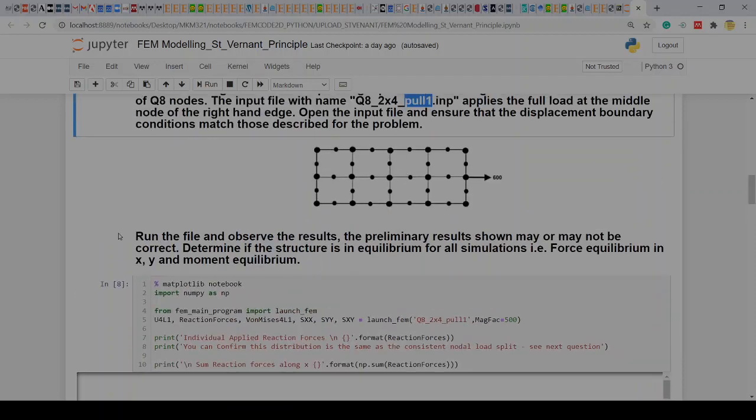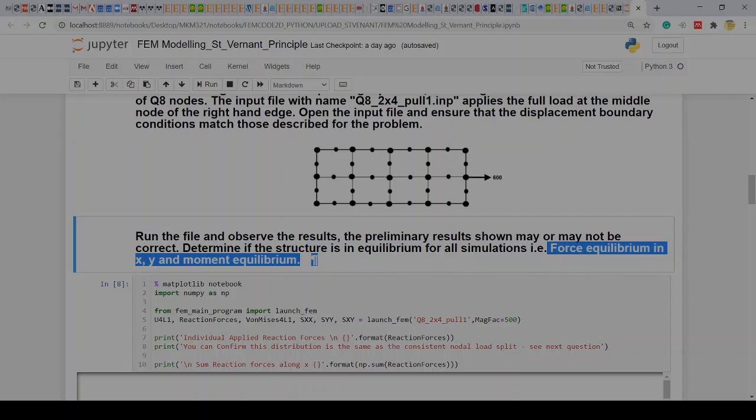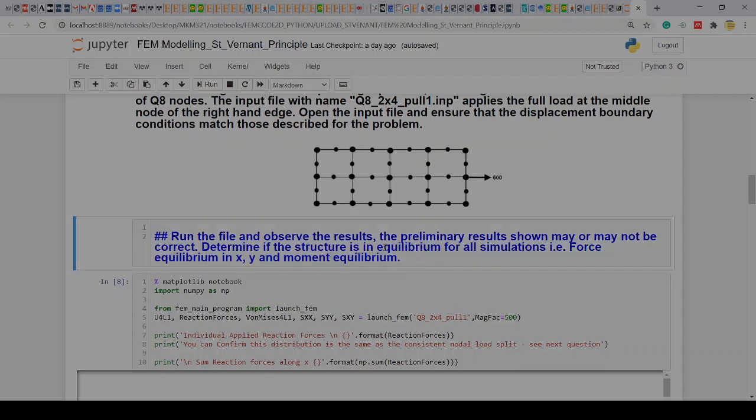So there's a couple of things that we're going to be looking at. Let's run the file. Let's determine if the structure is in equilibrium for all simulations. So what we want to look at is force equilibrium and XY moment equilibrium for the discrete structure. So determine if the structure is in equilibrium. So I'm going to type here maybe in nodal equilibrium. So this is for the discrete.